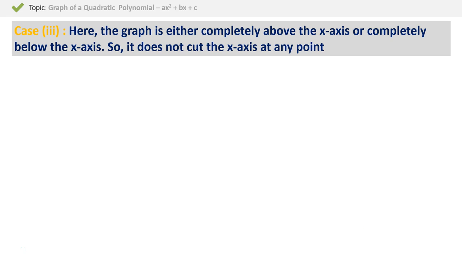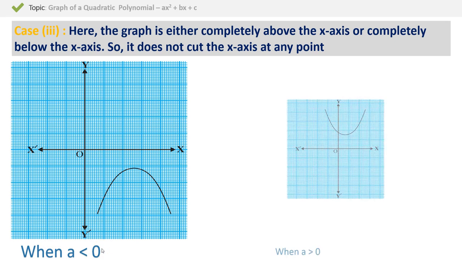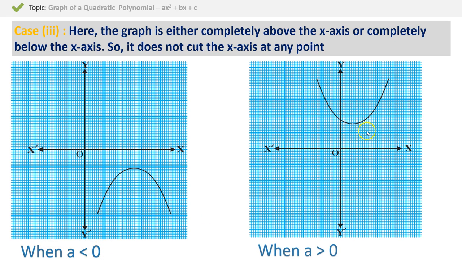So it does not cut the x-axis at any point. In this particular case, your graph would look like this for a negative, and will look upward like this for a as a positive number, right? In either case, for such a graph there won't be any solution. You won't be able to find any value of x where these graphs will intersect, and hence you will not be able to find any value of x.